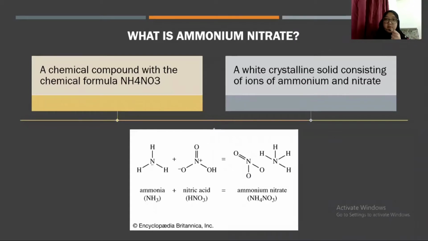So what is ammonium nitrate? Ammonium nitrate is a chemical compound with the chemical formula NH4NO3. It is a white crystalline solid consisting of ions of ammonium and nitrate. And as you can see over here, this is the structure of ammonium nitrate.